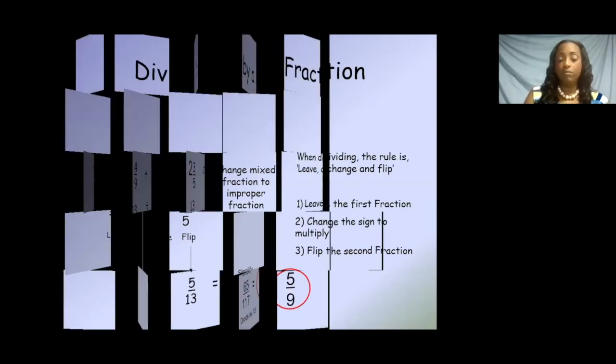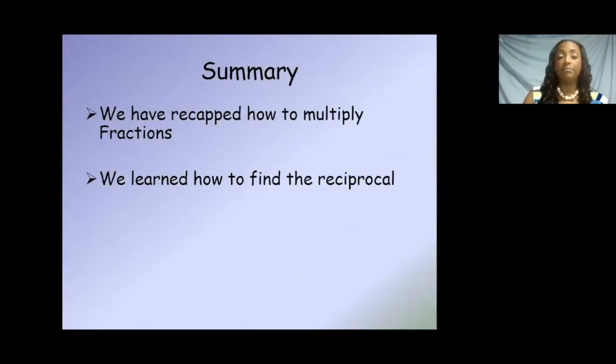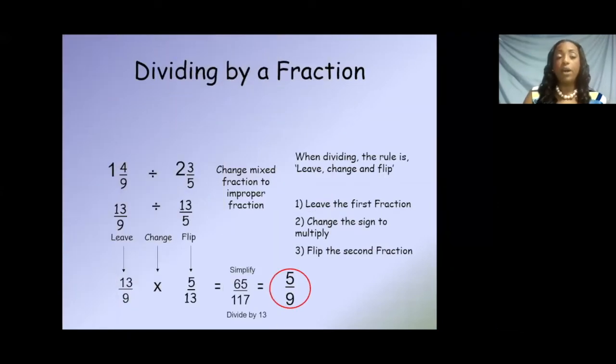Okay, once you would have, jumping the gun, let's go back. Okay, so now again, focus on the left-hand side of your screen. 13 over 9, you're being asked to divide that by 13 over 5. Follow the rules of dividing fractions. You leave, or you keep, the first part of the fraction. In this case, 13 over 9. You want to change the sign, division, to multiplication. Then you want to flip the second part of that fraction, or find its reciprocal.